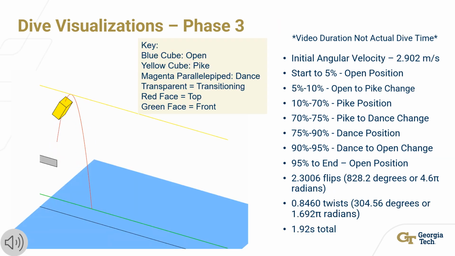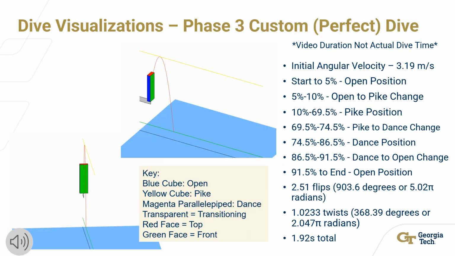Then for phase 3, the visualization was in 3D. To simplify it, the diver is now represented as a cube or parallelepiped, depending on the position. And then you can see more information in the key and on the right. And then lastly, this was our tweaked nice dive for part 3. There's an isometric view on top and then a front view on the bottom. The key and dive stats can also be seen on the slide.